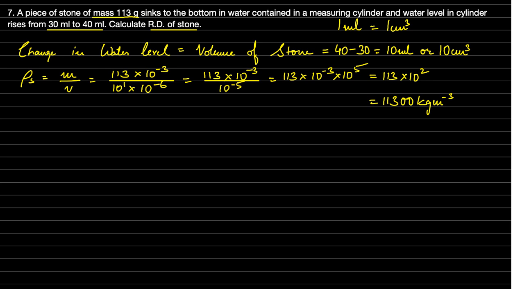Now I would be converting this in the form of 10 to the power of plus 3. So we can write it as 11.3 into 10 to the power of plus 3 kg per meter cube. This is done just to simplify the calculations further.